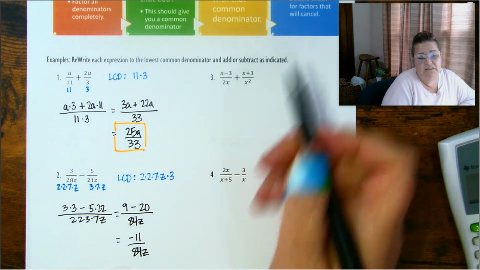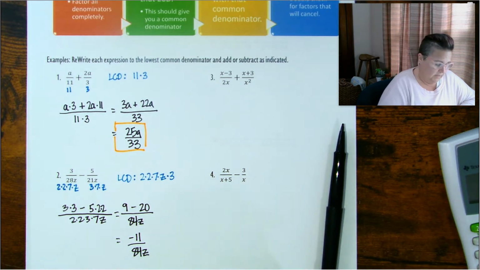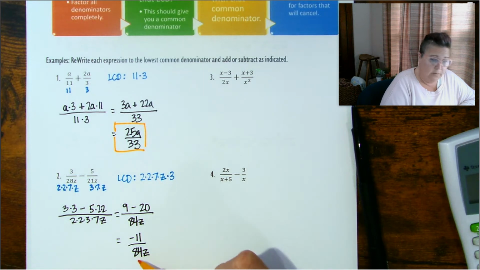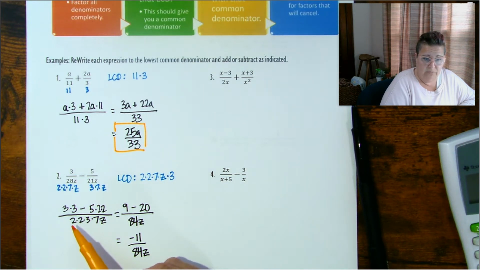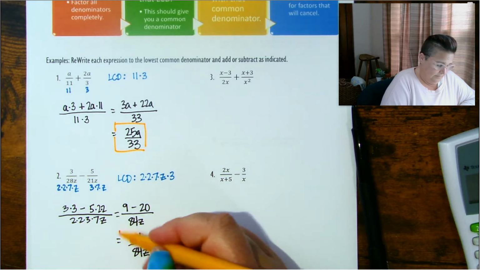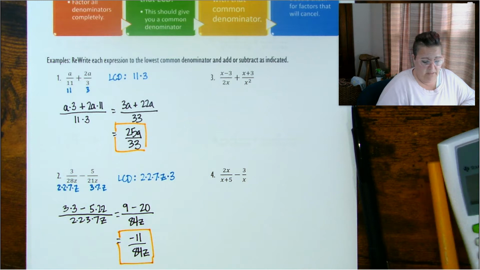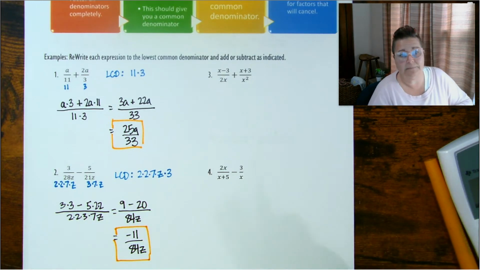Now I want to check to be sure that nothing further cancels. 11 does not go evenly into 84. I know it doesn't because 84 I got from 2, 2, 3, and 7. I didn't use an 11 at all there. So a negative 11 over 84z.